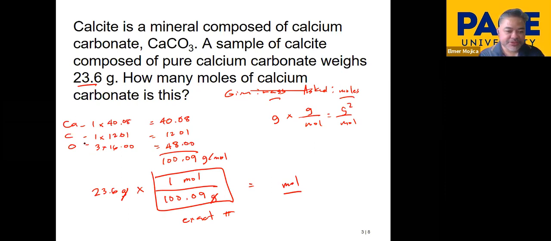So 23.6 divided by 100 equals 0.236. No, not gram, mole. That's 0.236 mole.